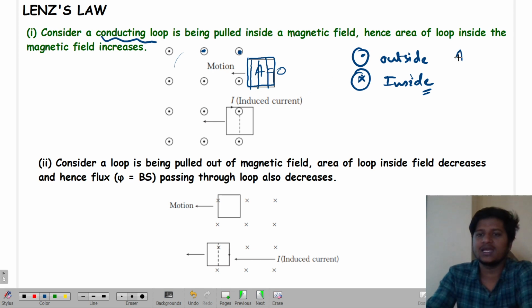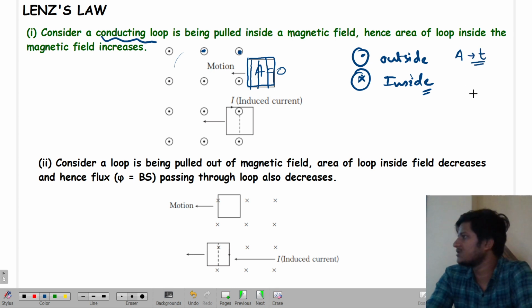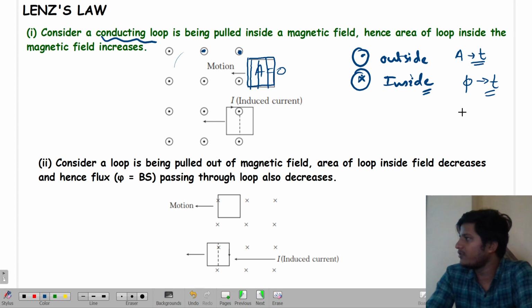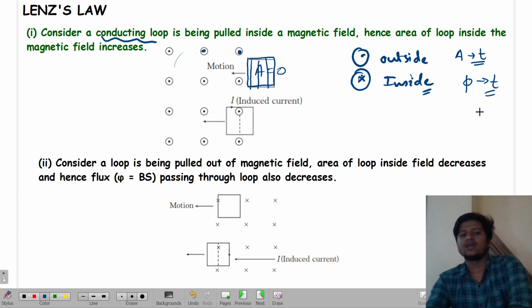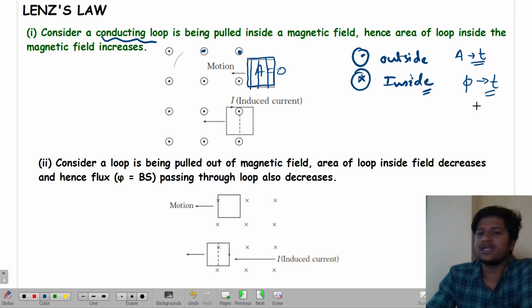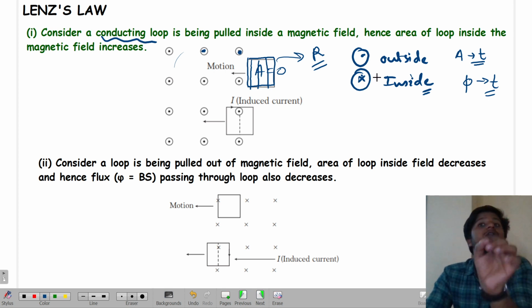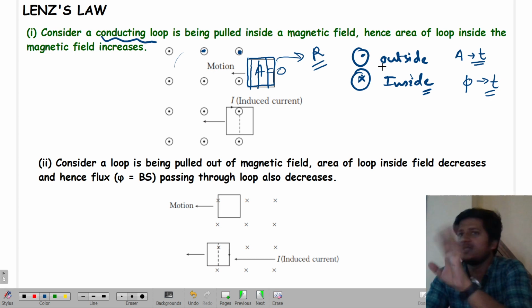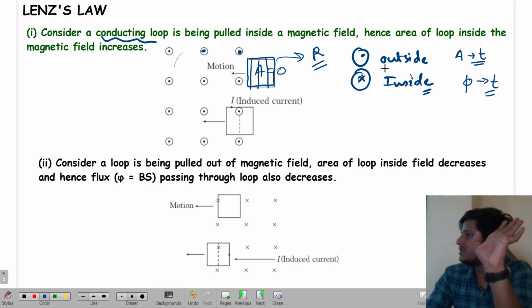So that means what? Area is changing with respect to time or not? Tell me yes or no. If area changes with respect to time, then what will happen? Flux will also change with respect to time. If flux changes with respect to time, what will be generated? EMF will be generated. But the question is, if that EMF is generated, it will produce some kind of current or not. Let's suppose this loop has some kind of resistance R. Remember that. If the loop does not have resistance, then there will be zero current. How much will be the current? Zero. Remember that, right or not?